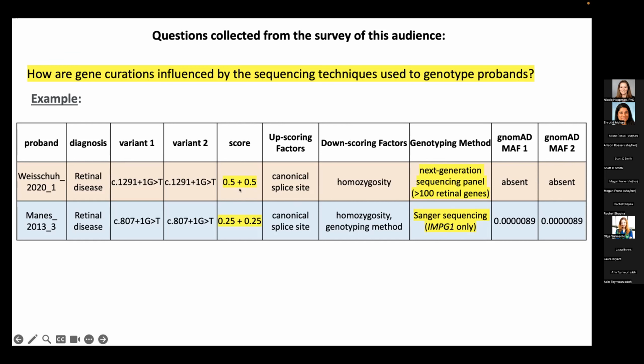So in other words, the patient on top received a full score, half a point for each variant, or each occurrence of the variant, and on the lower line, we downscored by half, just to account for the fact that there's some uncertainty about other loci that could be contributing. Any questions before we move forward?